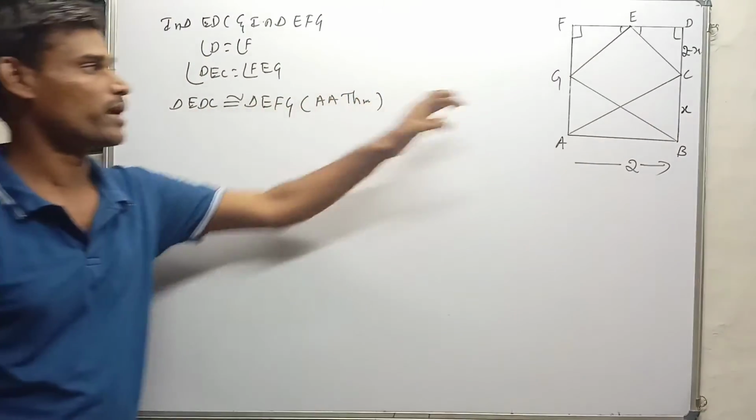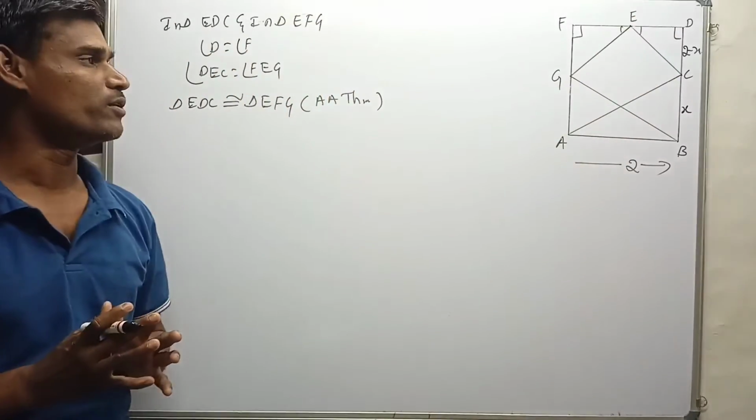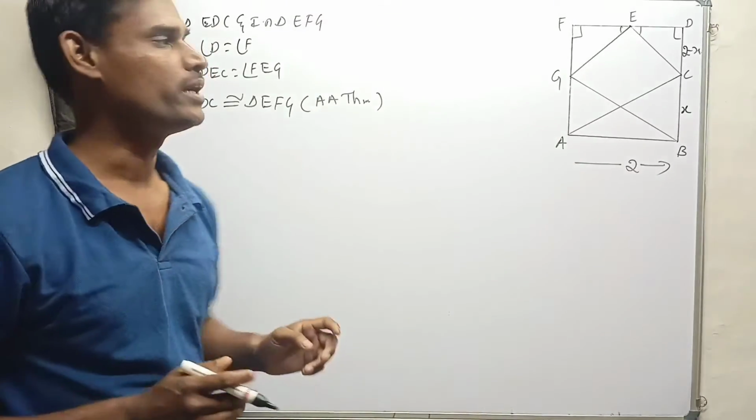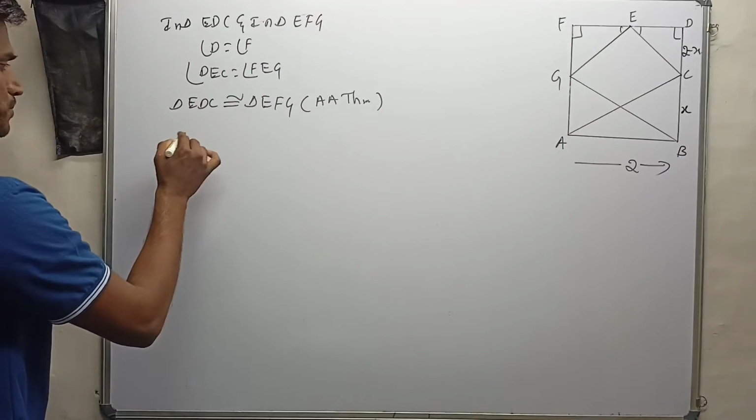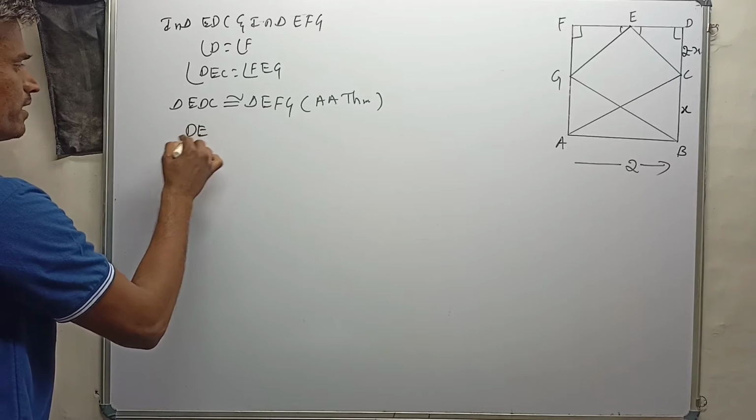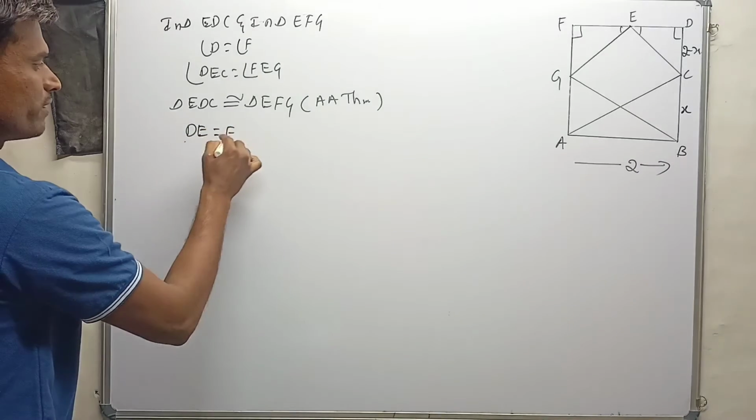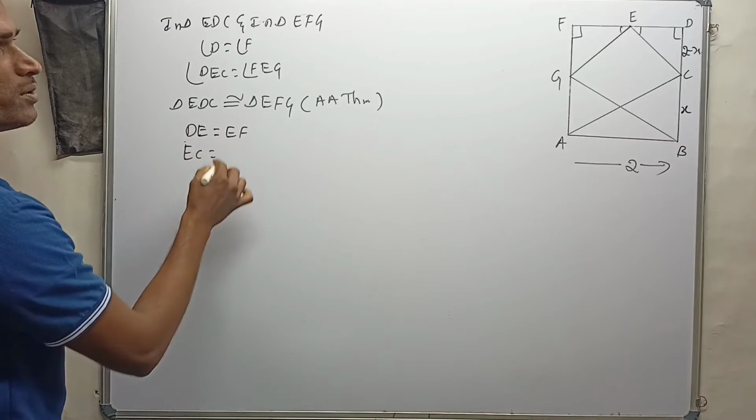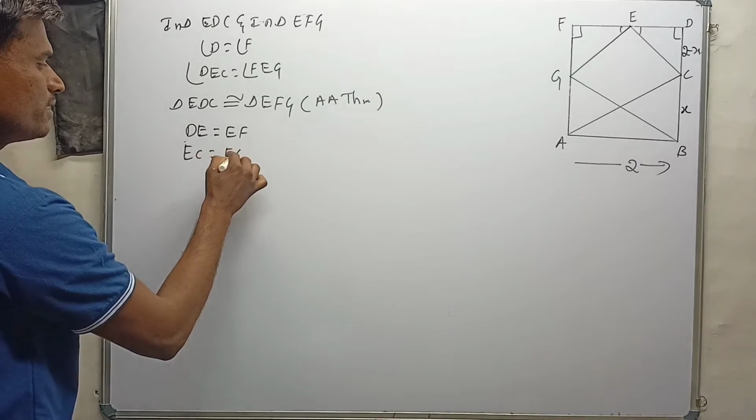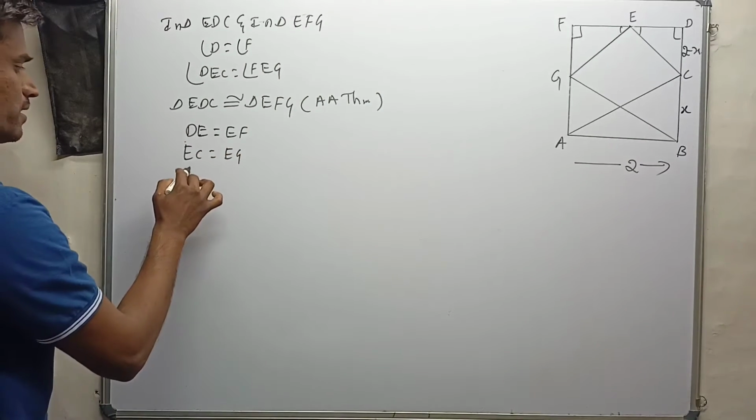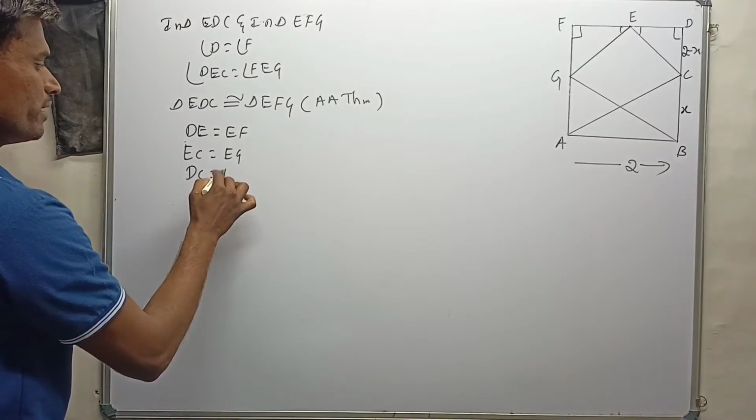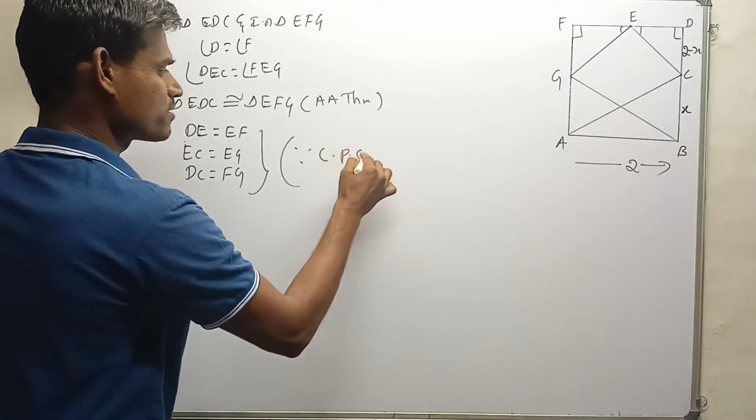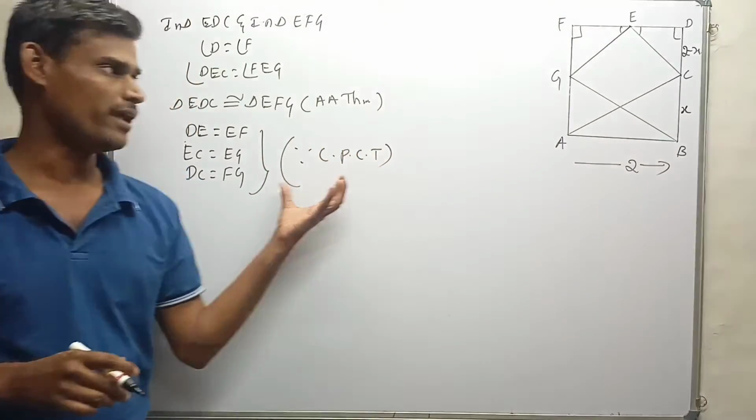Now we proved that these two triangles are congruent to each other, and we know that in congruent triangles, corresponding parts are always equal to each other. So we can write DE is equal to EF, then EC is equal to EG, and also we can write DC is equal to FG. Reason: these are the corresponding parts of congruent triangles.